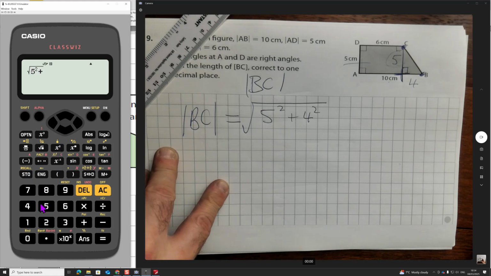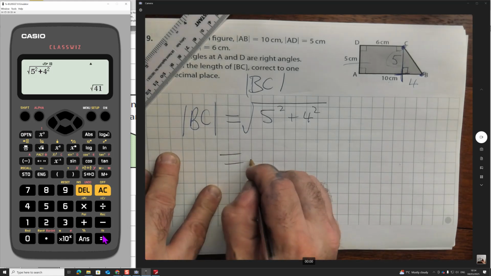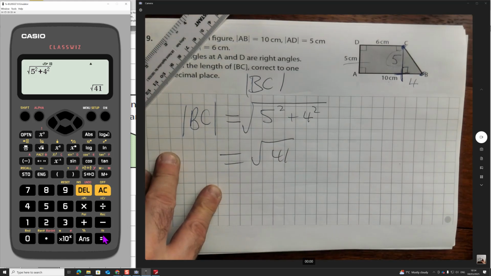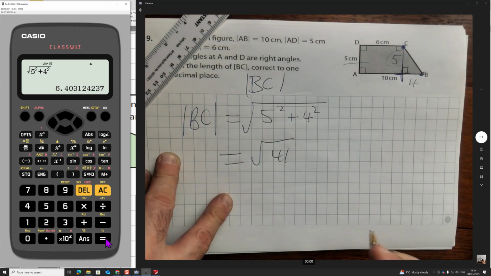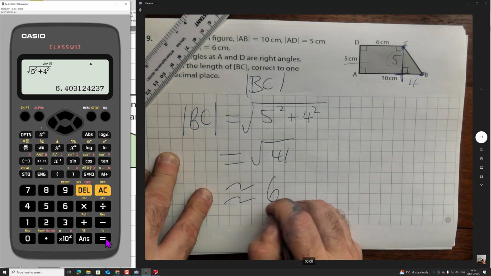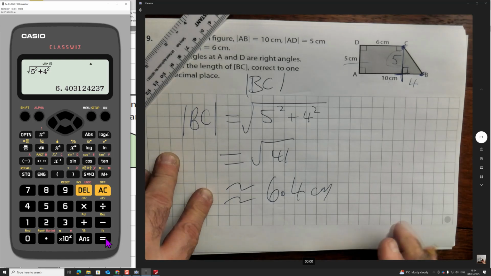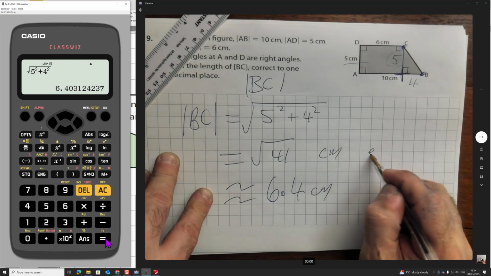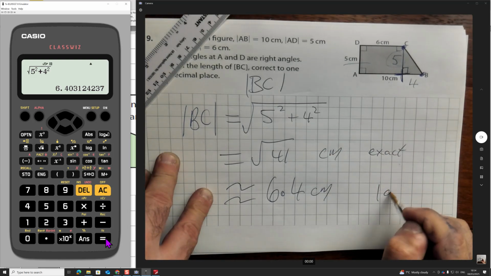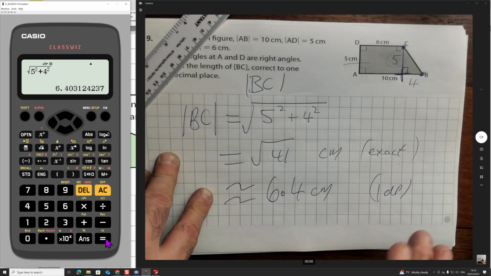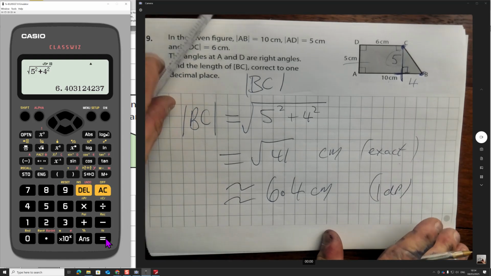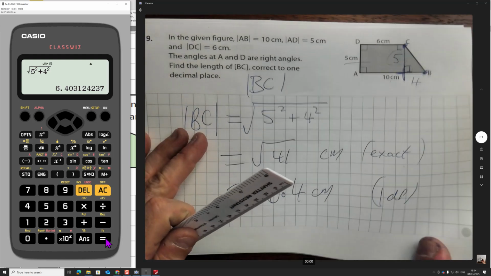5 squared plus 4 squared. We're shift equaling, and it's approximately equal to 6.4, to one decimal place. We did great problem solving, didn't we? Super.